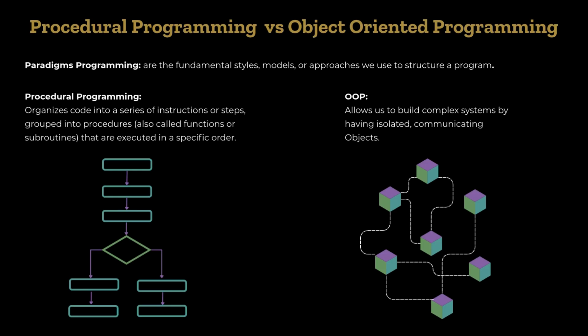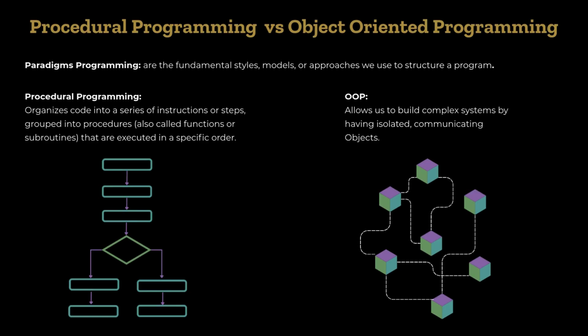OOP allows us to build complex systems by having isolated communicating objects. On the left, you see an illustration of procedural programming. This is a top-down, step-by-step approach. You issue an instruction, then another, you read data, manipulate it with a function, and then check a conditional. The focus is purely on the sequence of operations or functions.